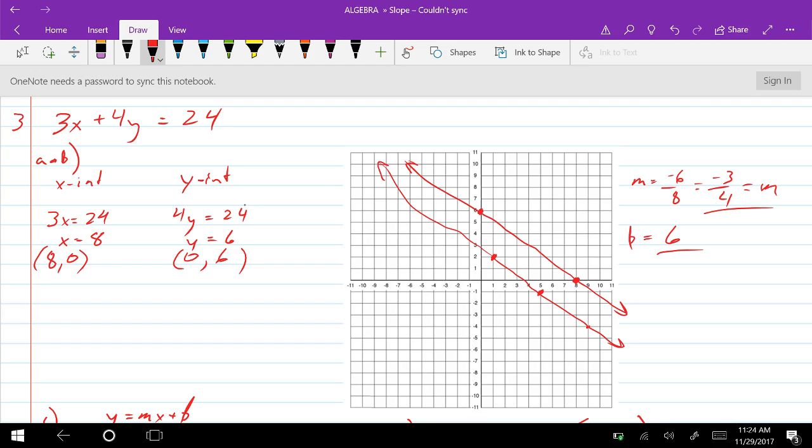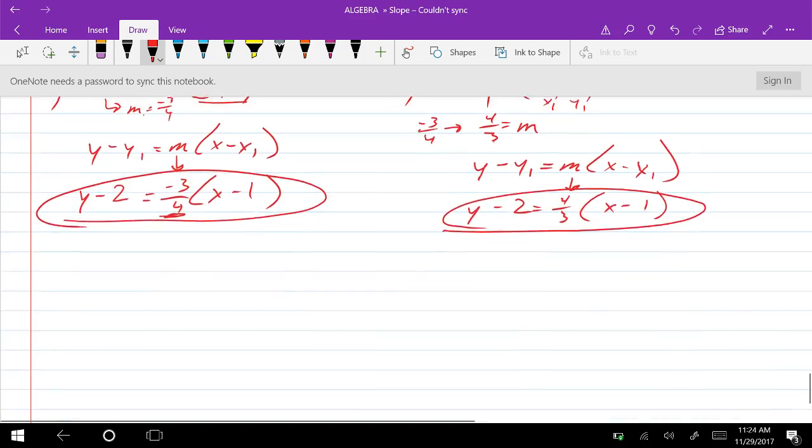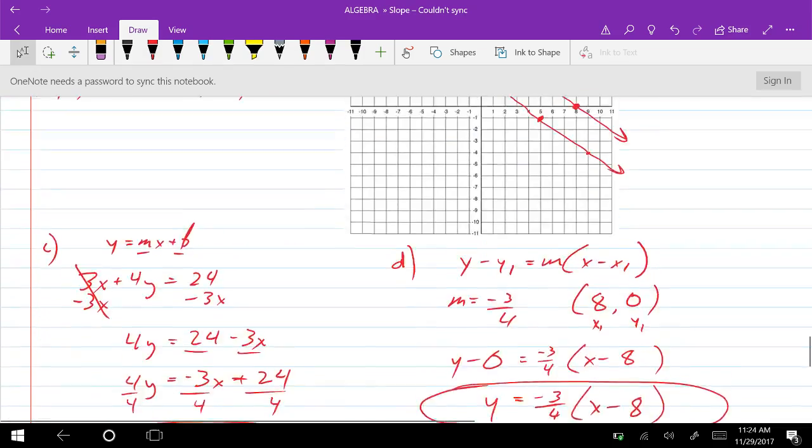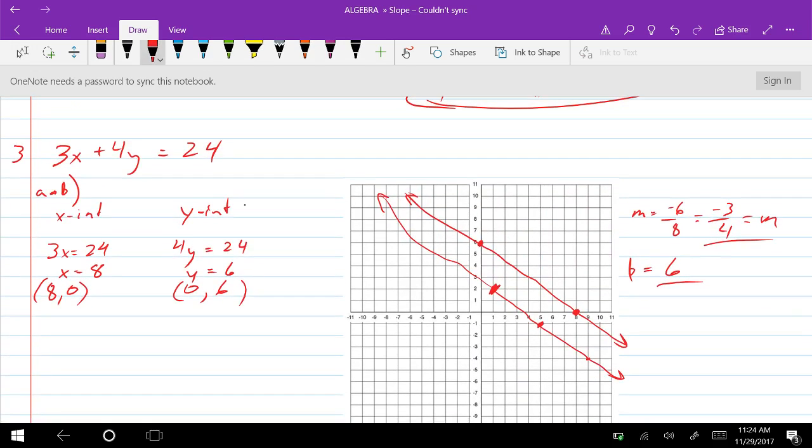Back to it. Now, I need a perpendicular line going through that same point, 1, 2. So, perpendicular had a slope of 4 over 3. That means from 1, 2, I'm going to go up 4 over 3. Up 4 over 3. And so forth. Draw the line. It should look perpendicular. 90-degree angle. Looks good to me.